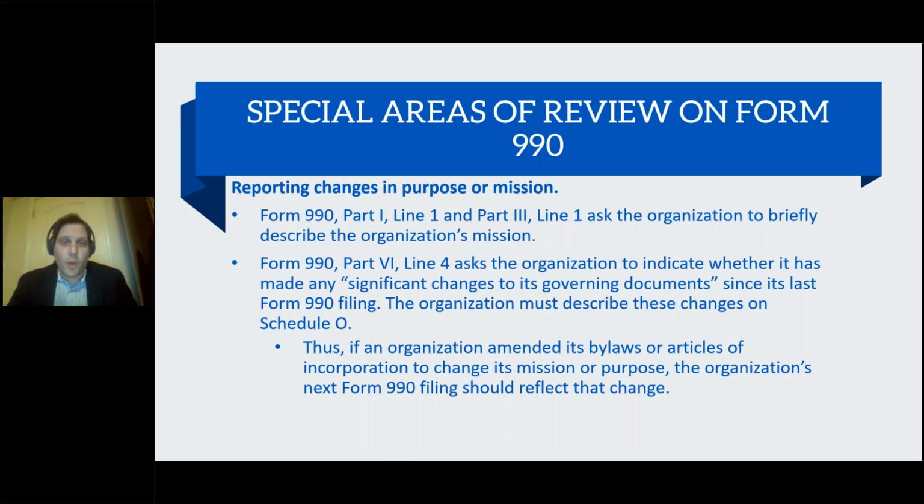On the Form 990, Part 1, Line 1, Part 3, Line 1, the organization is asked to briefly describe its mission, so any changes there would clearly be reflected. When comparing to a prior year, you would talk about anything new that you'd implemented. And then on Form 990, Part 6, Line 4, it also asks if the organization has made any significant changes to its governing documents since the prior Form 990 was filed. So if, for example, the organization had changed part of its mission or purpose by amending their bylaws or articles of incorporation, ultimately they need to reflect that change on their next 990 filing and report that to the IRS.